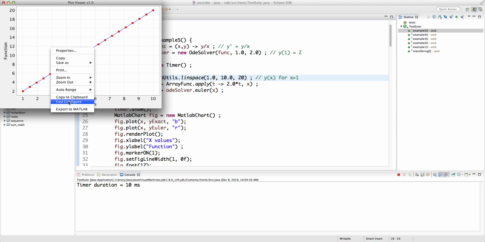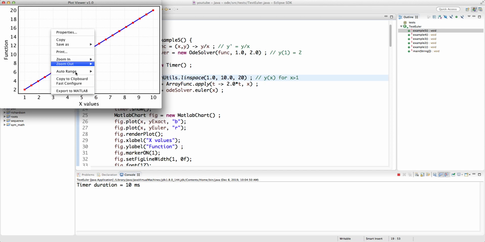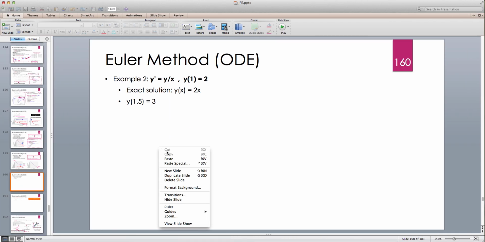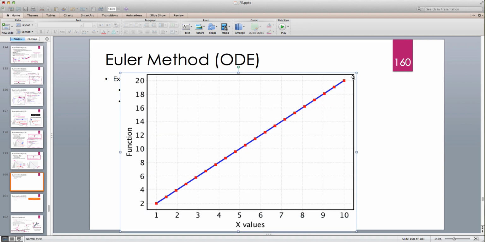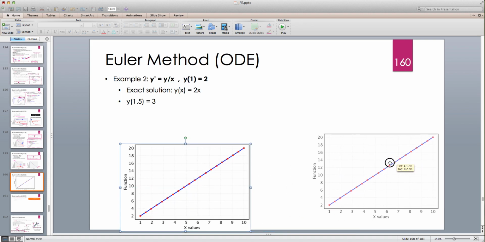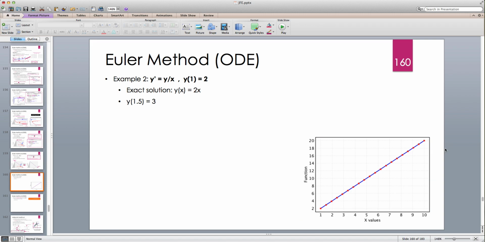Okay, so this is the solution as a function of x values. Okay, let's put this here, and at 1.5, for example, we have 3, which is exactly the exact solution. Okay, but let's also look at the error.